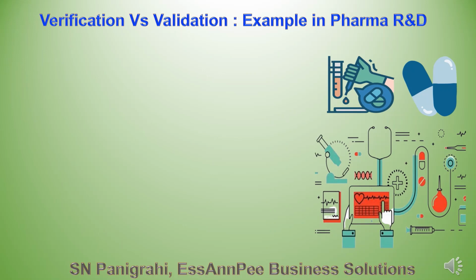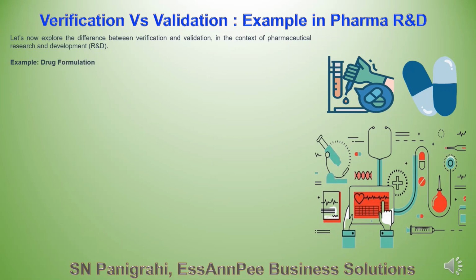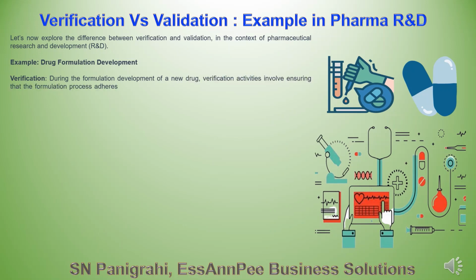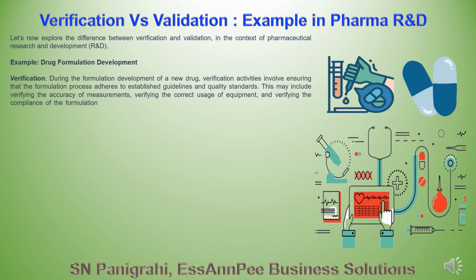Let's now explore the difference between verification and validation in the context of pharmaceutical research and development, R&D. Example: drug formulation development. Verification. During the formulation development of a new drug, verification activities involve ensuring that the formulation process adheres to established guidelines and quality standards. This may include verifying the accuracy of measurements, verifying the correct usage of equipment, and verifying the compliance of the formulation with predefined specifications. The objective is to confirm that the drug formulation has been prepared correctly according to the defined requirements.